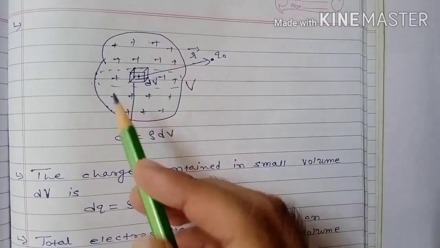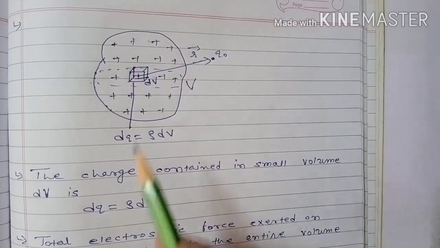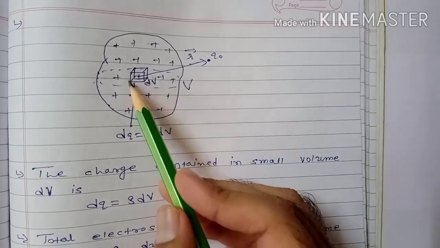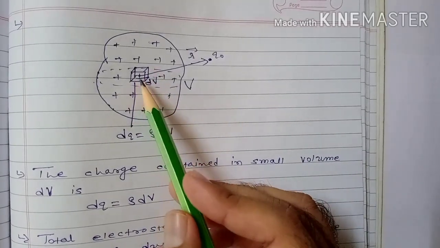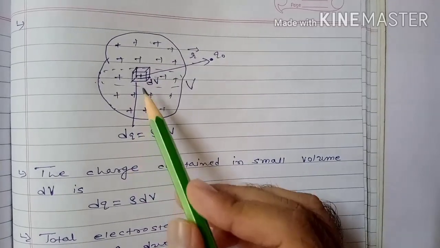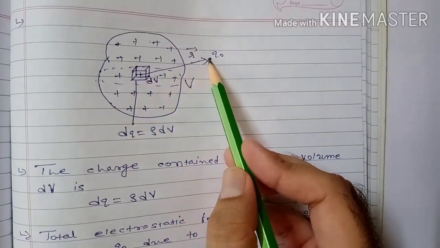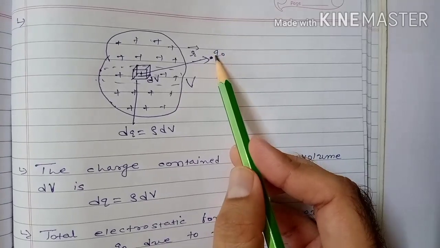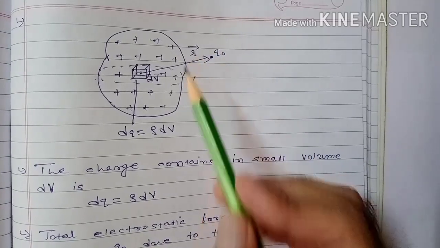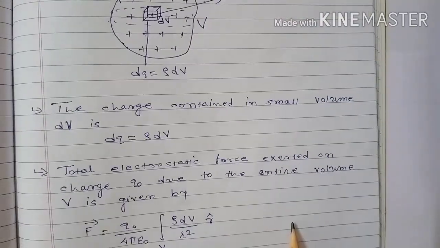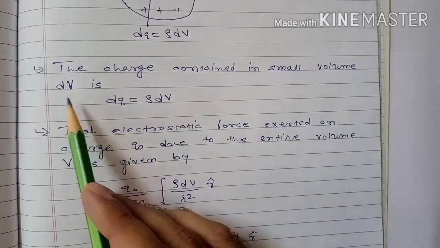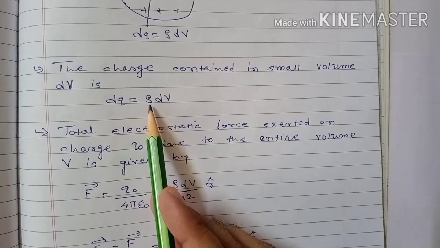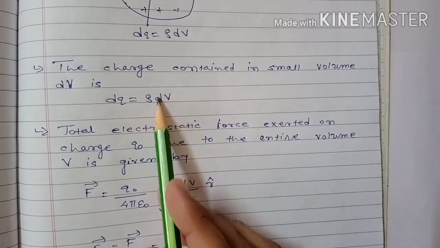As shown in figure, charge is distributed in three-dimensional space, and here I have considered a small element having volume dv, and charge contained in this small element is dq, and we want to find force on this test charge q naught, which is at distance r. So position vector, that is r vector. The charge contained in small volume dv is, dq is equal to volume charge density rho into small volume, that is dv.